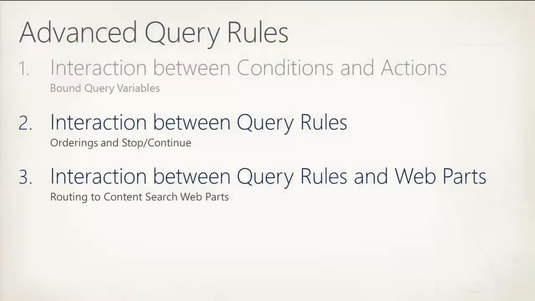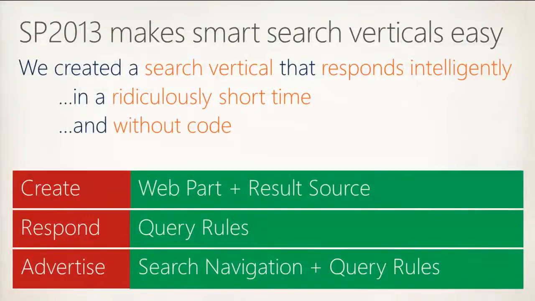Okay. So in conclusion, guys, what have we done today? We have built a specialized search experience, a search vertical, that responds intelligently to what the user is actually trying to do, instead of just what they typed. We did it in a ridiculously short amount of time, and we did it without any code. So for IT pro folk in the audience, that means that if you've got special data and special scenarios, you can just go and build a search experience. You only even need site-level permissions. You don't even need site collection permissions. Right? Just go and create a new site and start building a search experience.